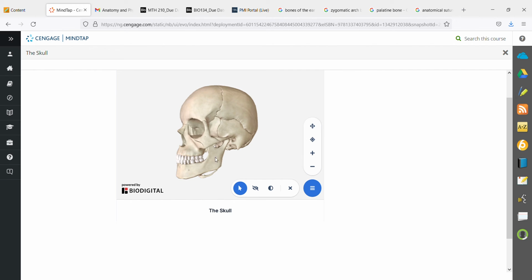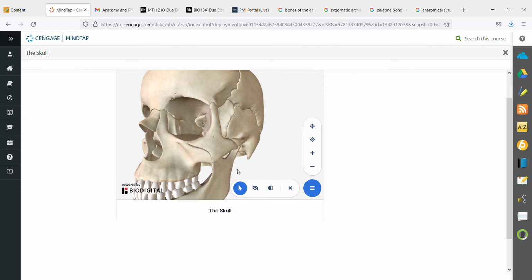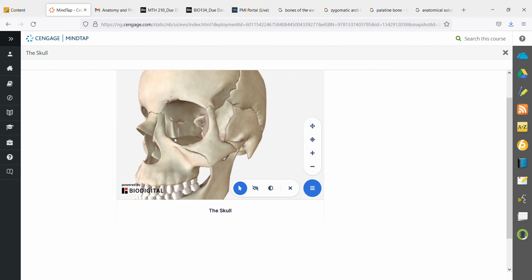The mandible is right here, and this is a big part of chewing, talking, all that kind of stuff. The maxilla is this bone right up in here, and it kind of makes up the face. The orbit is right here, and inside the orbit, this little bone right here is the lacrimal bone. It sits right next to the nasal bone, which is right here.